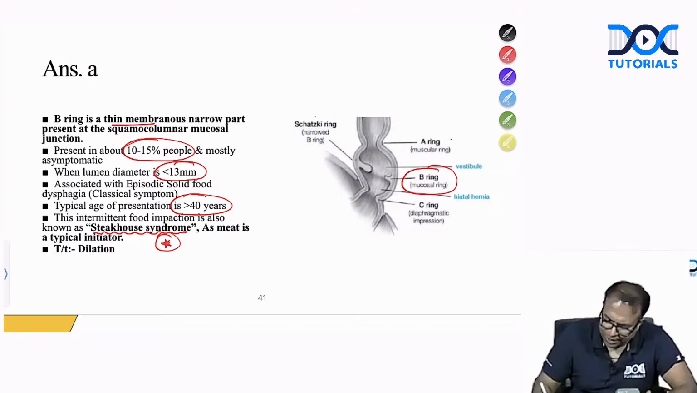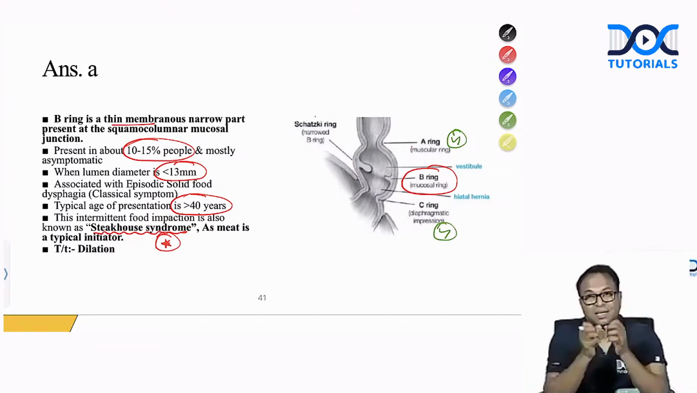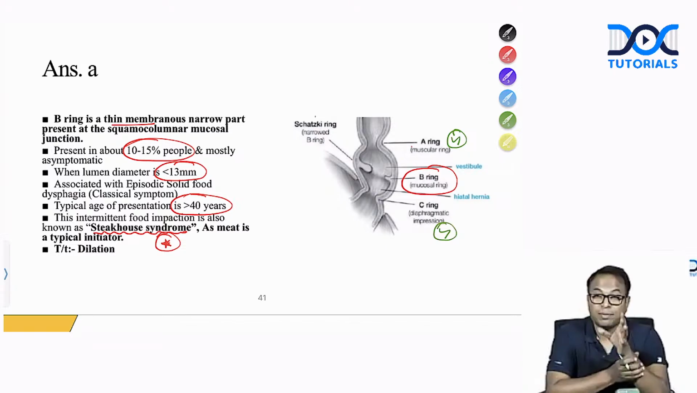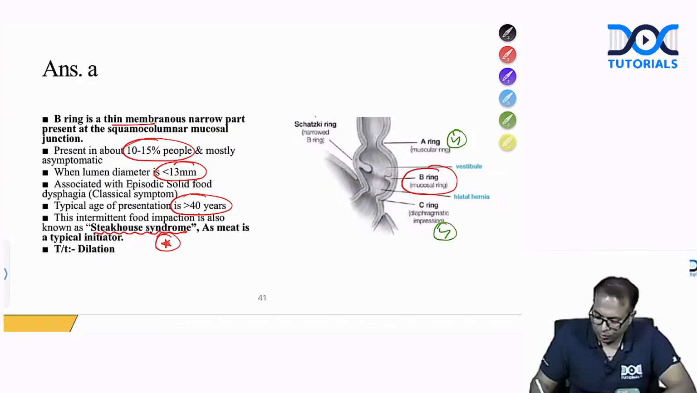There are two more rings. A is a normally seen muscular ring. All of us will have that ring. And C is a diaphragmatic pinch. Constriction caused by the diaphragm is called C ring. So the most problematic here is only B ring. A is a muscular ring. B is a Schatzki ring. C is a diaphragmatic pinching ring. Okay.